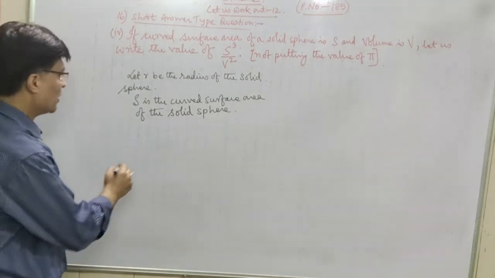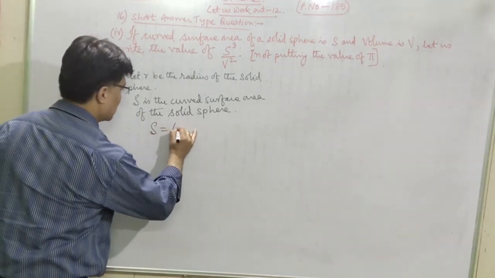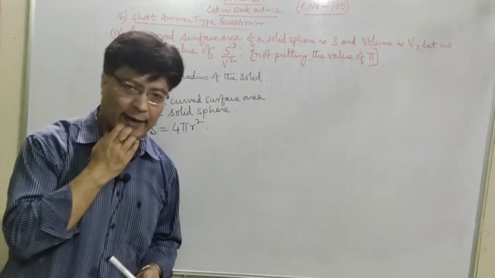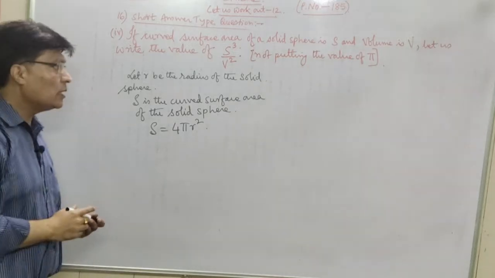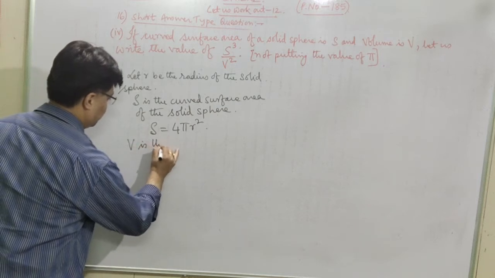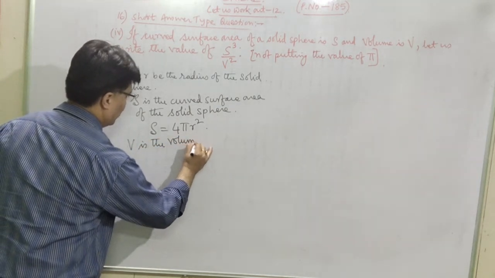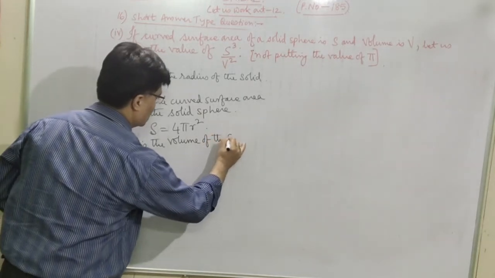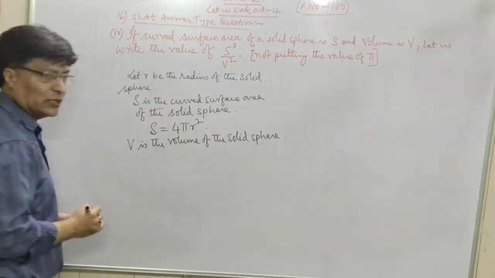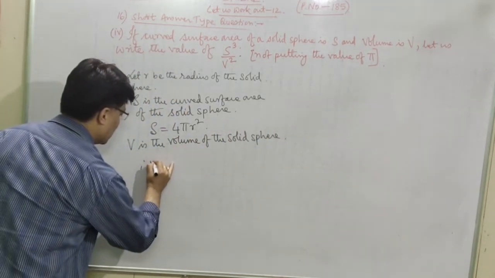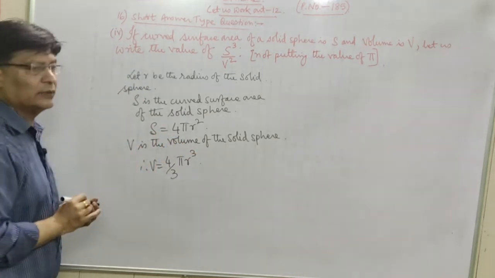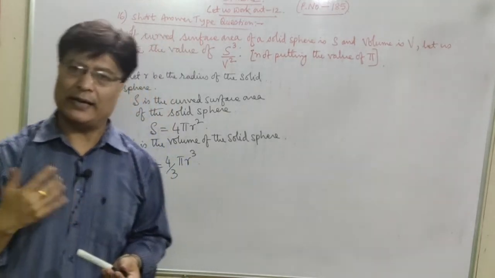Okay? So what is the formula for S? S is equal to 4 pi r square. Also it is given that V is the volume of the solid sphere. So what is the formula for V? That is, V is equal to 4/3 pi r cube.